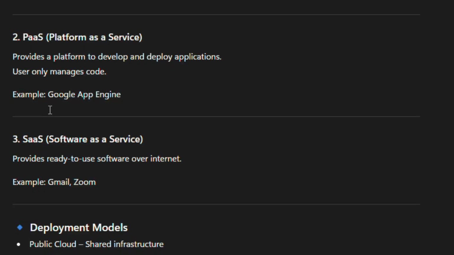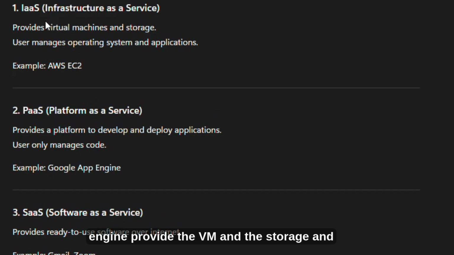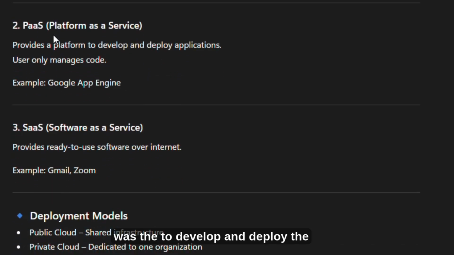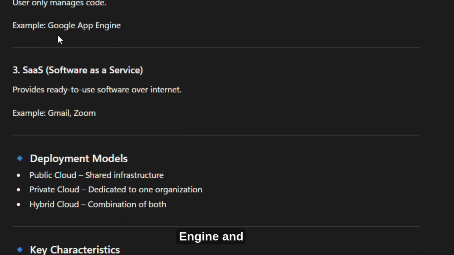Google App Engine. And PaaS will provide the VM and the storage, and you want to manage the applications and the operating system, the data we want to manage. It provides the platform to develop and deploy the applications. The user only manages the code. And here the example is Google App Engine.